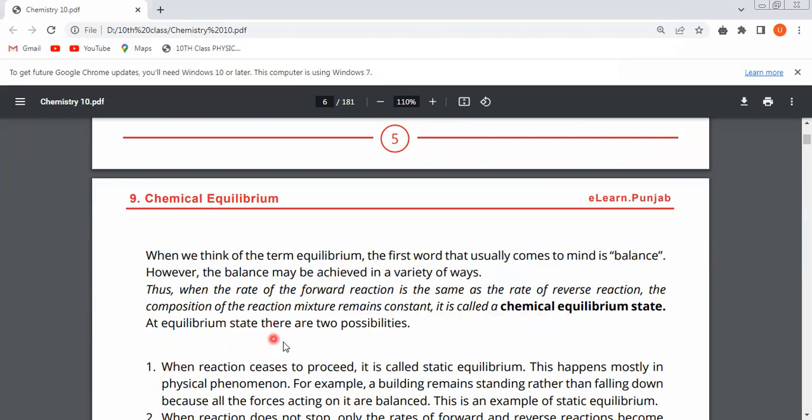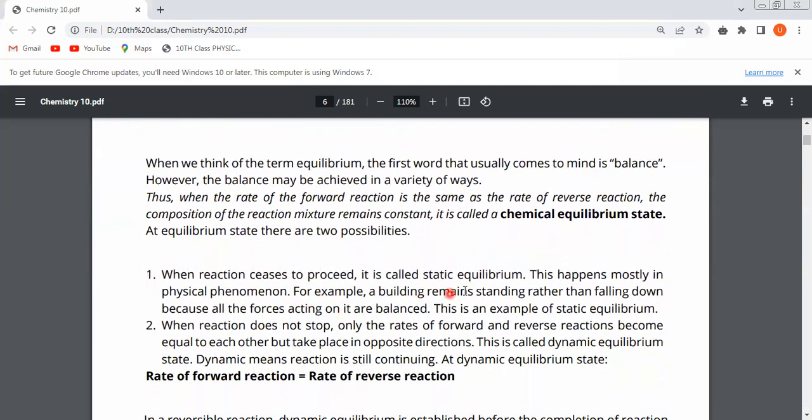At chemical equilibrium, there are two possibilities. Number one, when the reaction ceases to proceed, it is called static equilibrium. This happens mostly in physical phenomena. For example, a building remains standing rather than falling down because all forces acting on it are balanced. This is an example of static equilibrium.